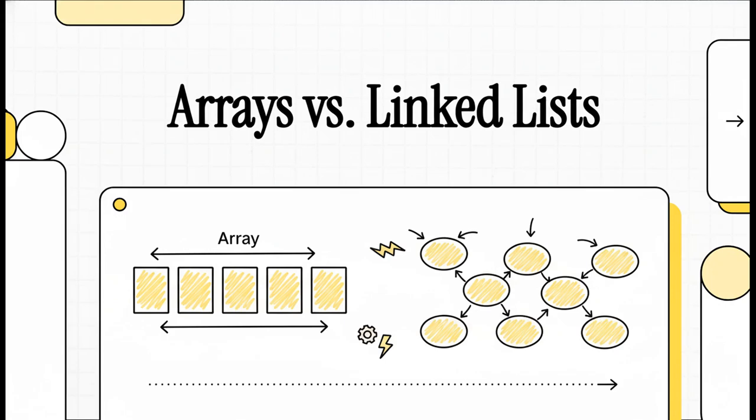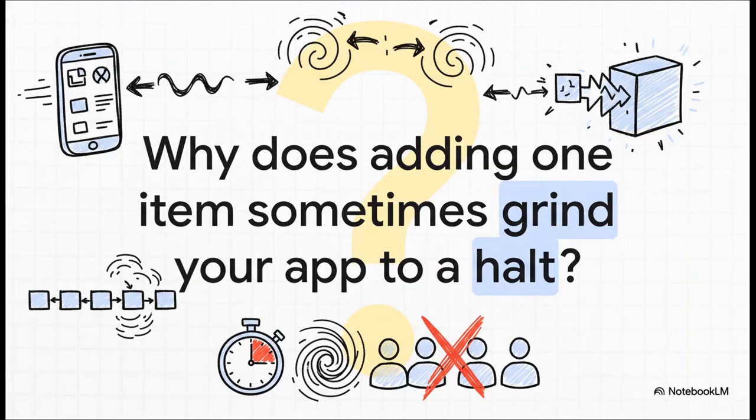All right, let's talk about one of the most basic, but also one of the most important choices you have to make as a developer: arrays versus linked lists. Now, it might sound simple, but getting this choice right or wrong can seriously impact how well your app performs. So let's dive in.